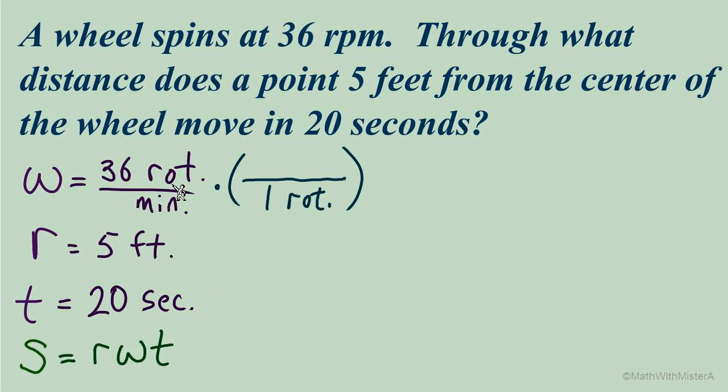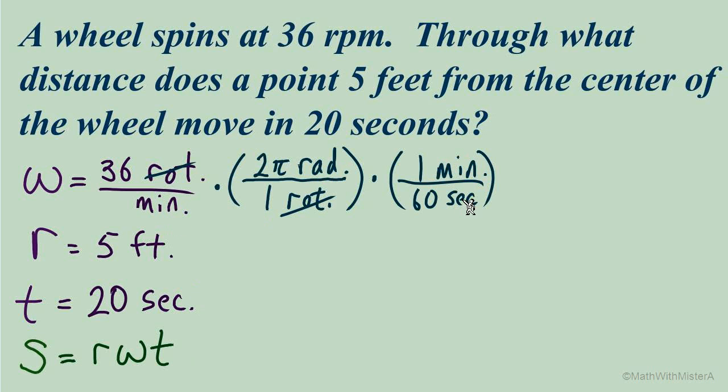First, going to deal with the rotations into radians. I want to cancel out rotations, so I've got rotations in the denominator in the conversion factor. What unit can I come up with here? Well, I do know radians. How many radians are in a full circle? 2 pi radians. So there's a good conversion factor, canceling out rotations. Now we would have 72 pi radians per minute, but let's go ahead and change the minutes into seconds as well. Minute is in the denominator, so my conversion factor will use minute in the numerator, and I know 1 minute equals 60 seconds. Cancel those minutes.